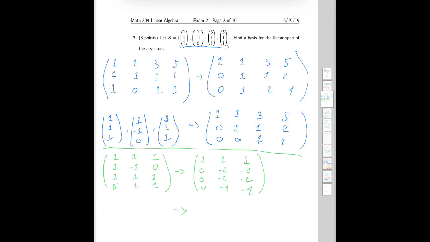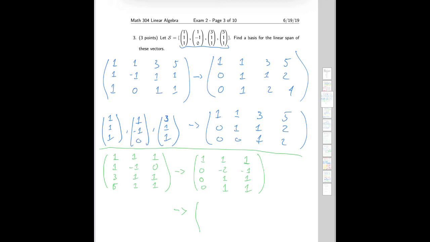I'm going to do a few little cleanup things here. I'm going to divide the third row by minus 2. Actually, I'm going to divide the third row and the fourth row by minus 2, so that the third row becomes 1, 1. And I meant to say I'm going to divide the fourth row by minus 4, so that also becomes 1, 1.